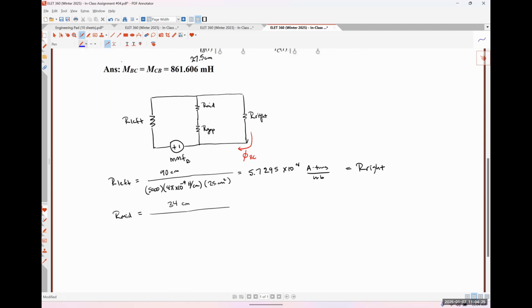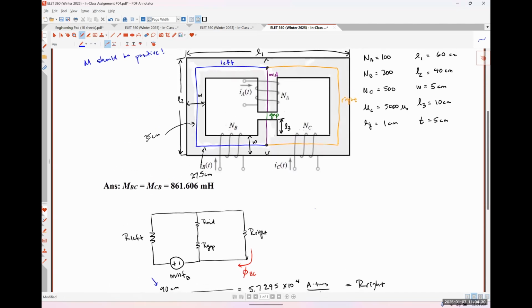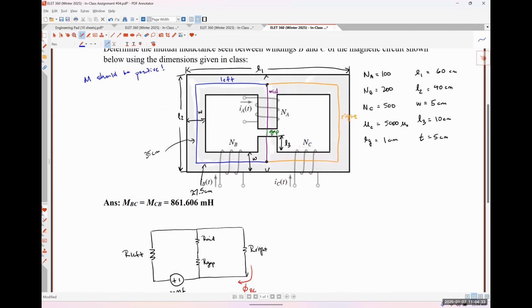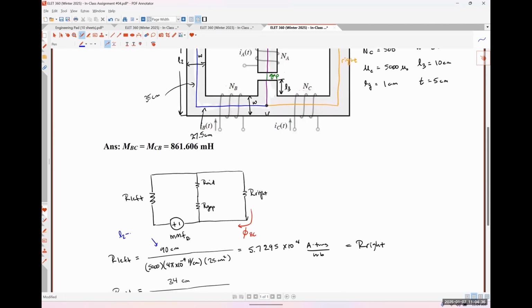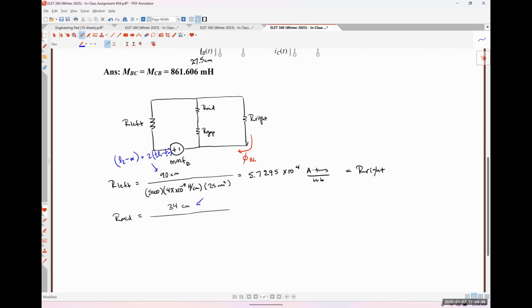So I'm going to annotate these things, just for posterity's sake. So that is L2 minus W plus twice half L1 minus half W. This guy right here is L2 minus W minus LG. So 40 minus 5 minus 1.